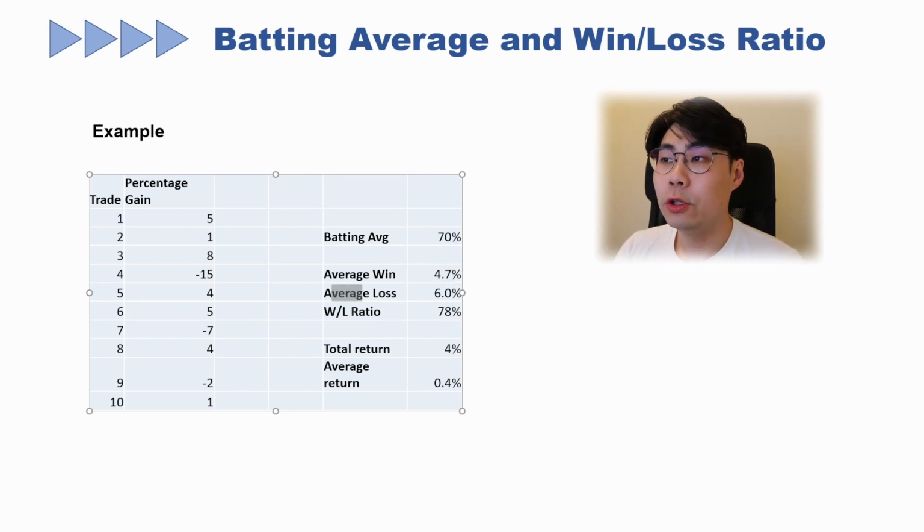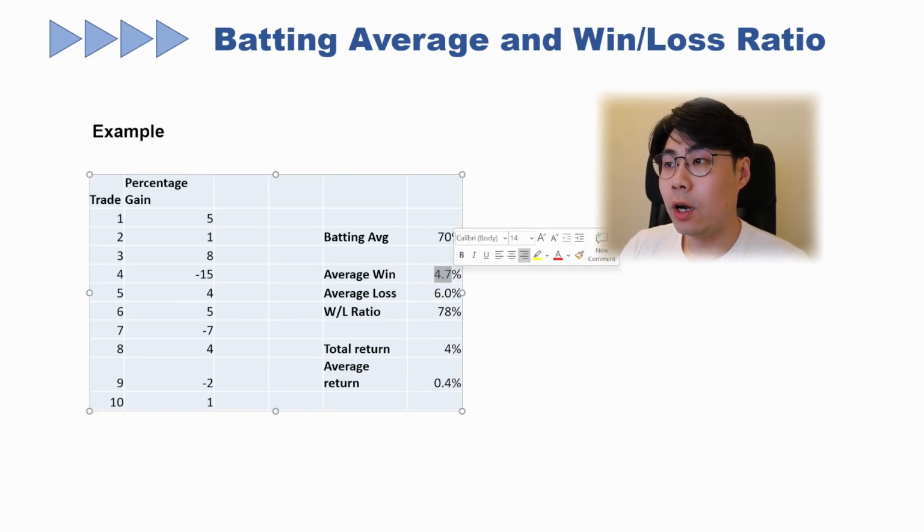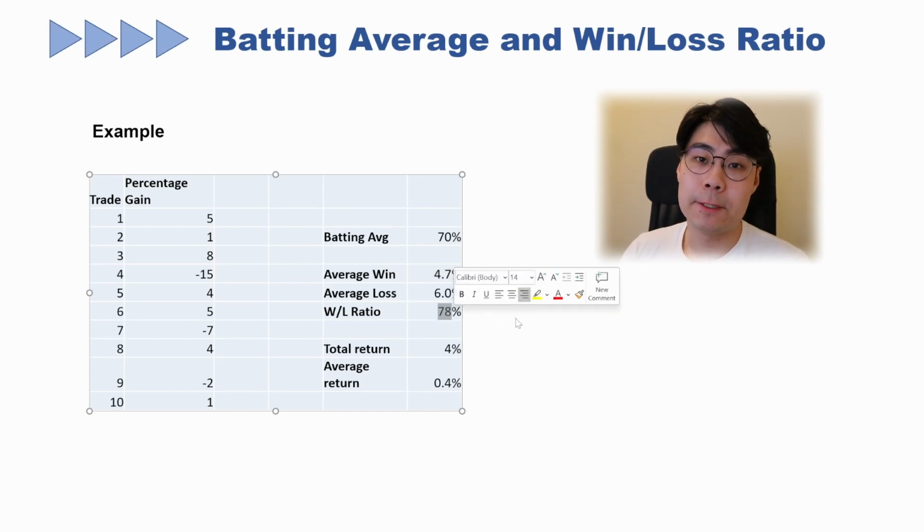And similarly, we can do it for the average loss, which is 15 plus 7 plus 2. But in this case, he lost a total of 3 times, so we divide it by 3. In this case, we get 6.0%. And with this, we can have a ratio of the average win over average loss. So 4.7 divided by 6 is 78%.